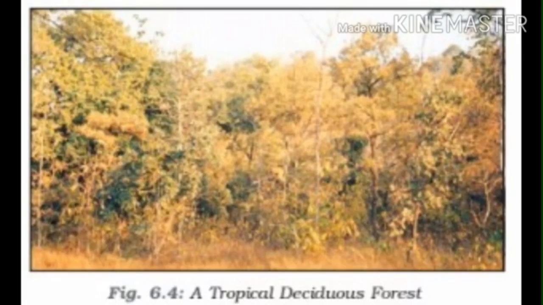Then vegetation. What are the trees present in this forest? Hardwood trees are also present. What are the hardwood trees? Like neem, teak, sal, shisham are the trees found in this kind of forest. Then wildlife. What are the animals? Langurs, monkeys, then lion, tiger. These are the main animals. Clear, children? Do you understand, children? We'll move on to the next one.